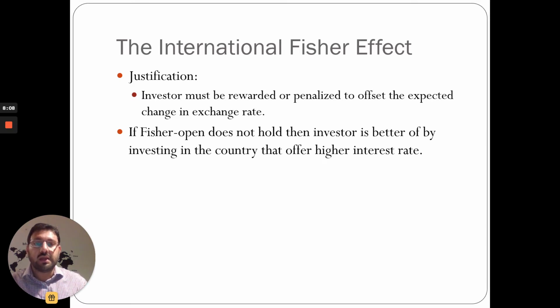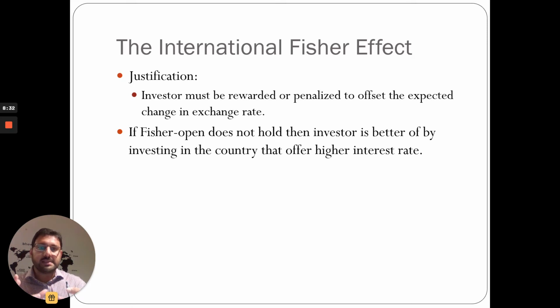So at the end of the day, whether he invests in US bonds, after 10 years he will end up getting the same return as if he had invested in the Japanese yen, where, because of the appreciation of the Japanese yen, he will end up getting the same return as well. So this is the international Fisher effect.